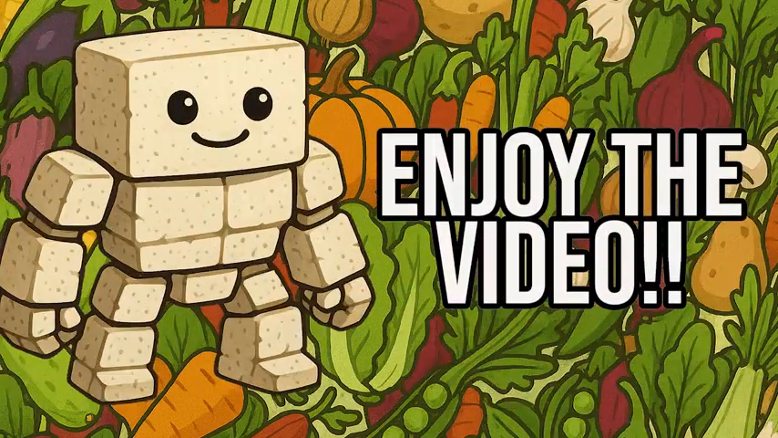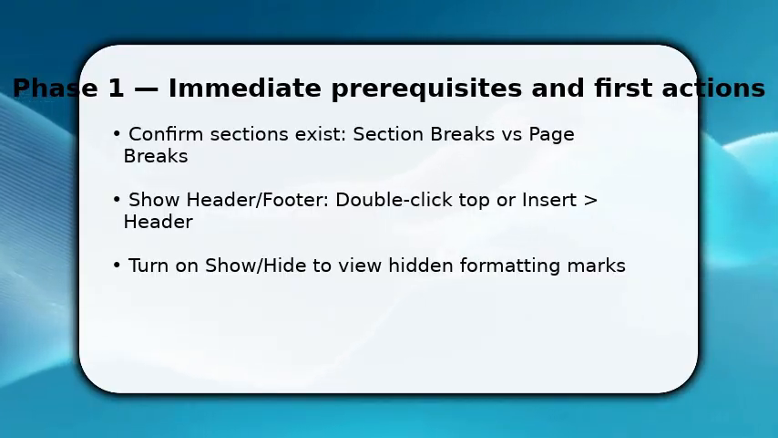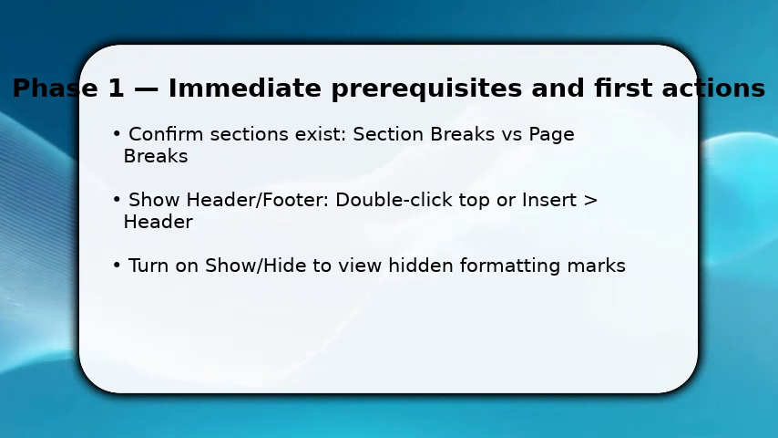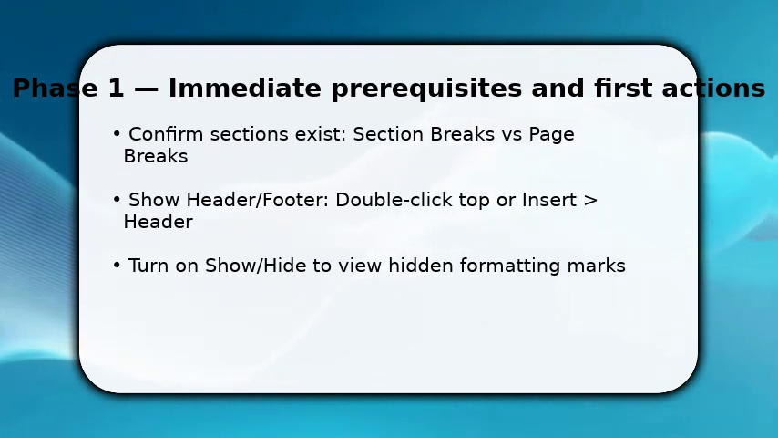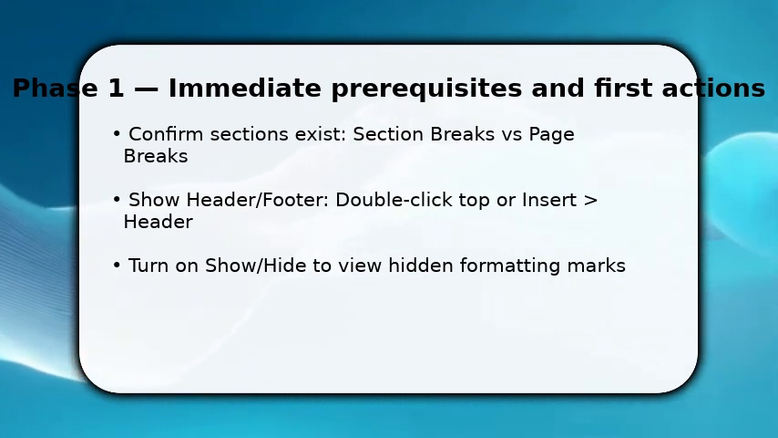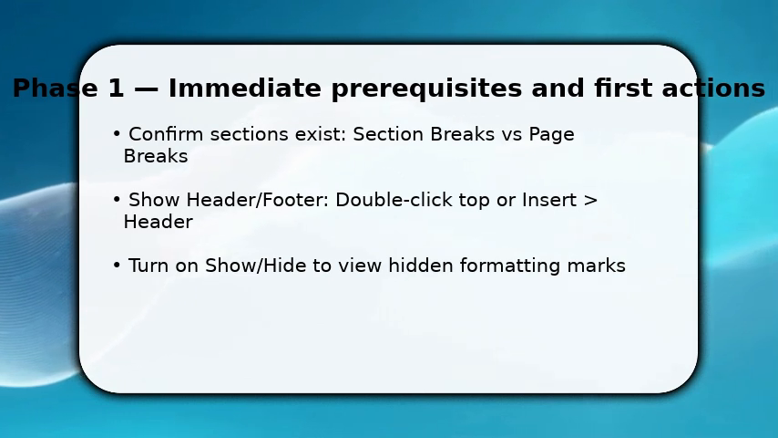Please enjoy the video. You start by confirming where the repeating page numbers live and why they repeat. Open the document, enable Show/Hide to see breaks, and double-click a header to edit. Once the header opens, look at the status bar for Same as Previous or the section label. This tells you whether headers are linked across sections.